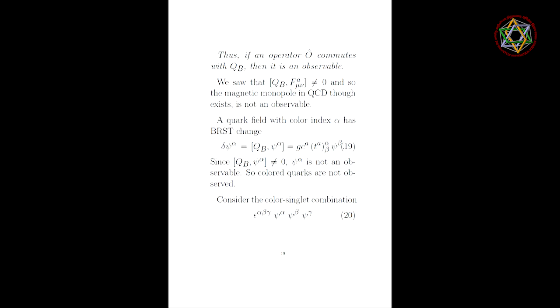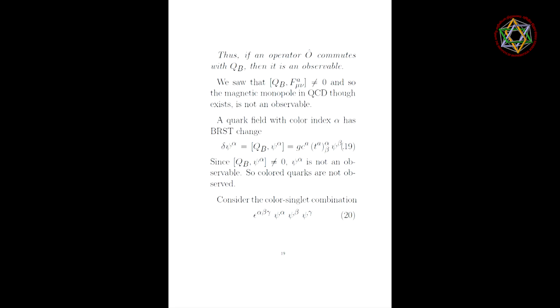We have seen that delta F_{μν}^A is not 0, that is, Q_B with F_{μν}^A is not 0, and so the magnetic monopole in QCD, though it may exist, is not observable. A quark field with color index alpha has a BRST change, delta psi_alpha, given by these, where T^A are generators of the group and c^A are ghost fields. Since Q_B psi_alpha is not 0, psi_alpha, the colored quark field, is not observable.